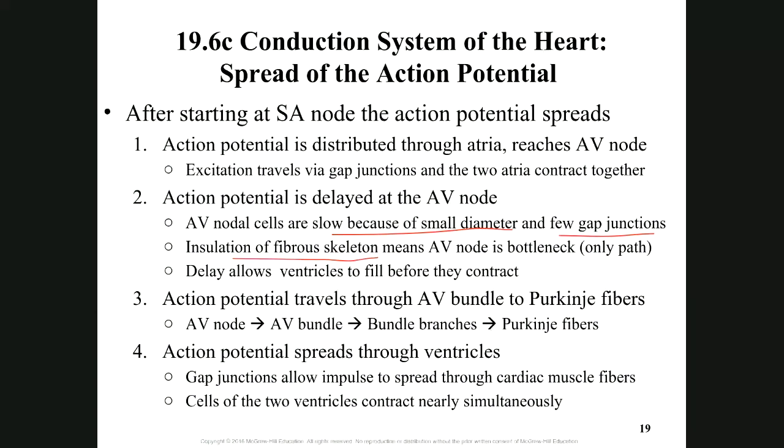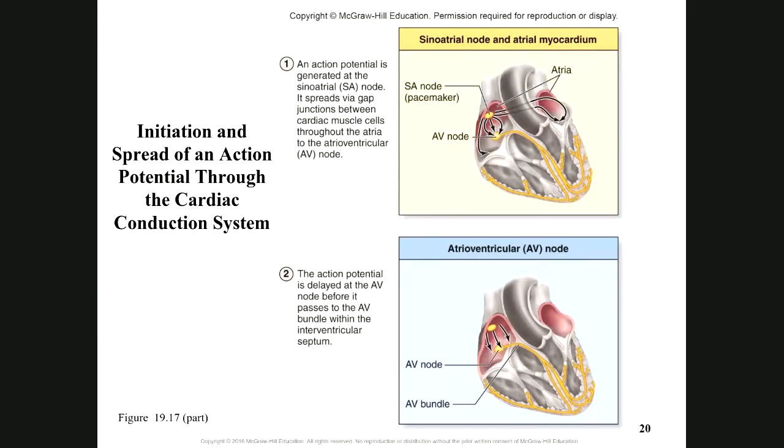And the action potential can travel through the AV bundle to the Purkinje fibers. The Purkinje fibers are very similar to the nodal cells, just a little bigger. And the action potential can spread in all parts of our ventricles after that. Gap junctions allow the impulse to spread through the cardiac muscle fibers, and cells of the two ventricles can go to contraction automatically. Now look at this picture, you can see all of these events.